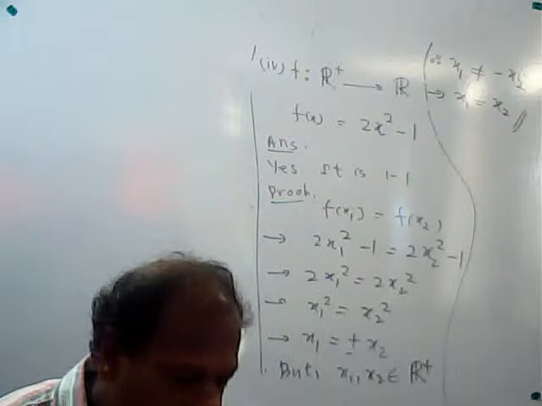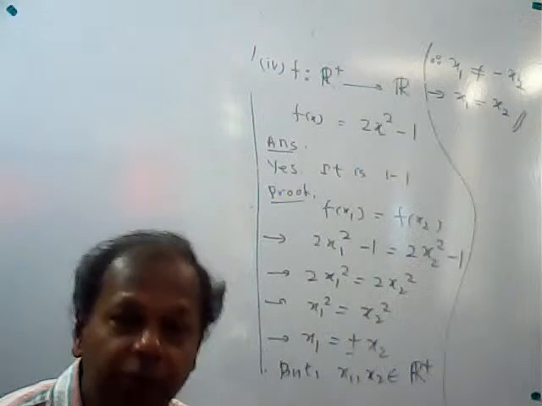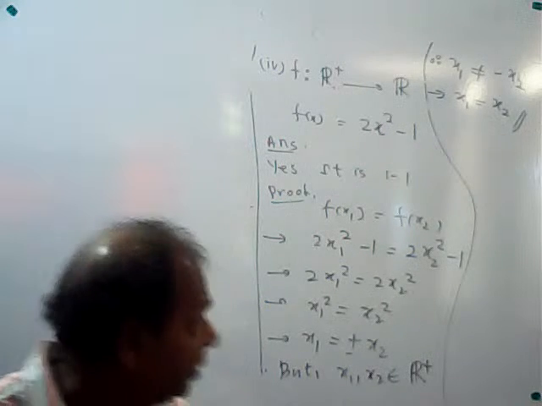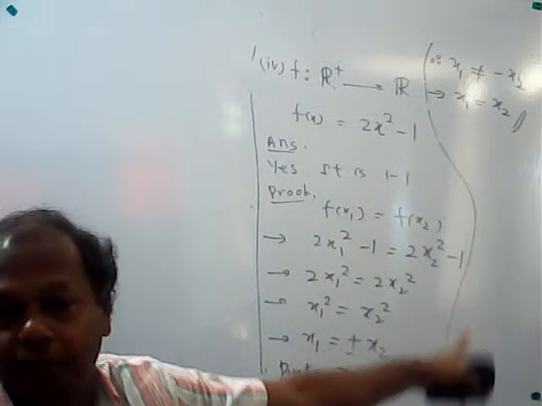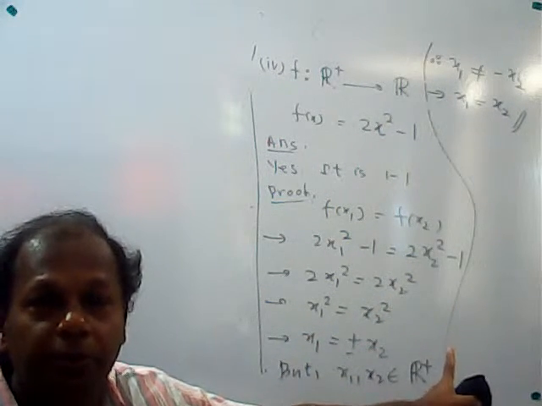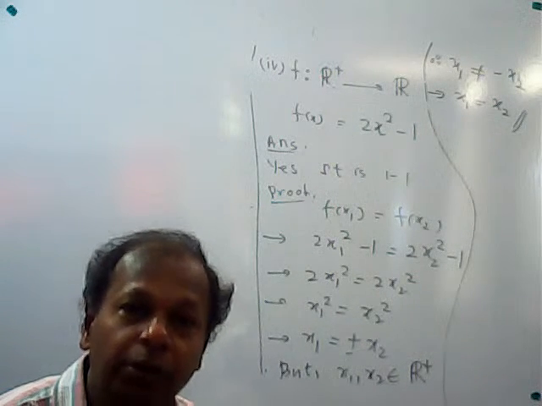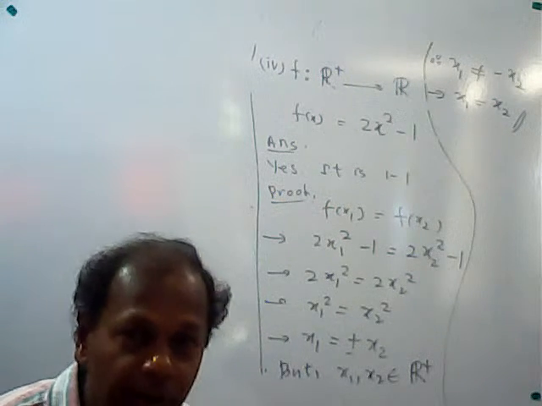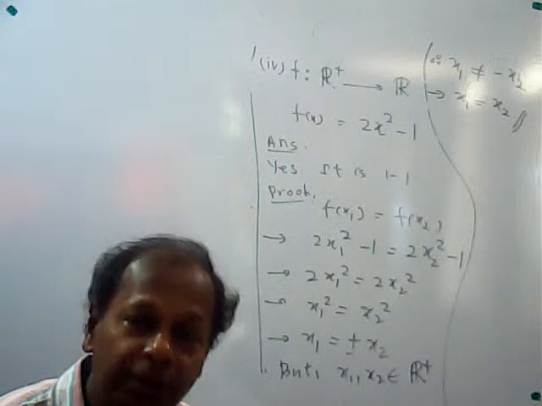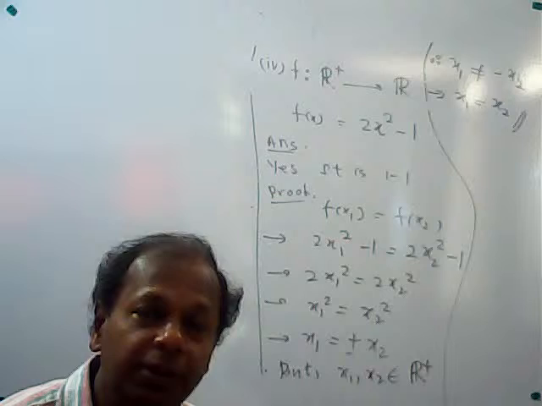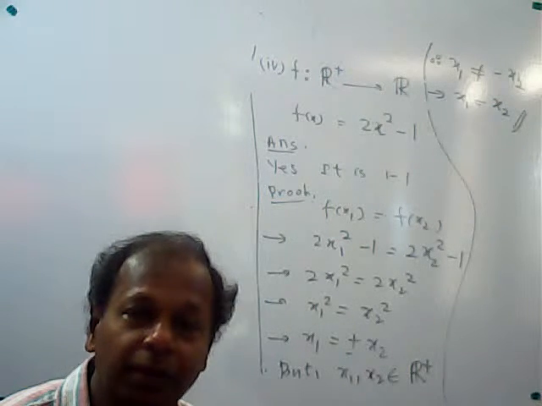There are 4 methods of proof, right? Then this is a direct proof. If you want to show that it is one-to-one, it's direct proof. If you want to show that it is not one-to-one, you are giving counterexamples. Not one-to-one means you are giving a counterexample, right?